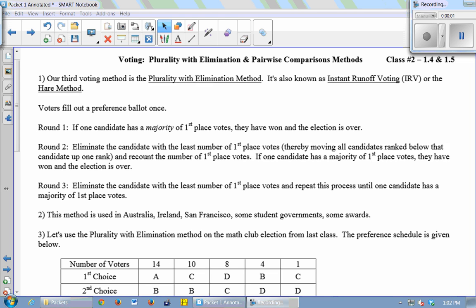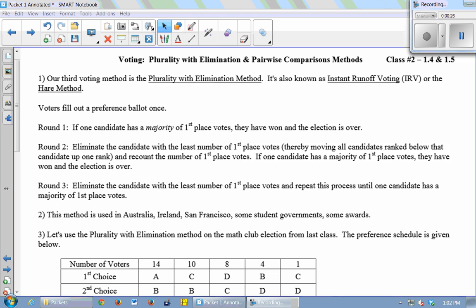So in the plurality with elimination method, voters fill out a preference ballot once, and then we conduct the election in rounds. In round 1, we count up all the first place votes, and if anyone has a majority, what was a majority? More than half. Yep. If any candidate has a majority, they have won and it's over.